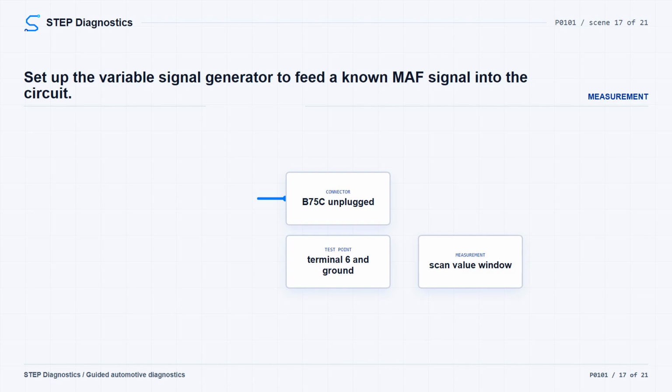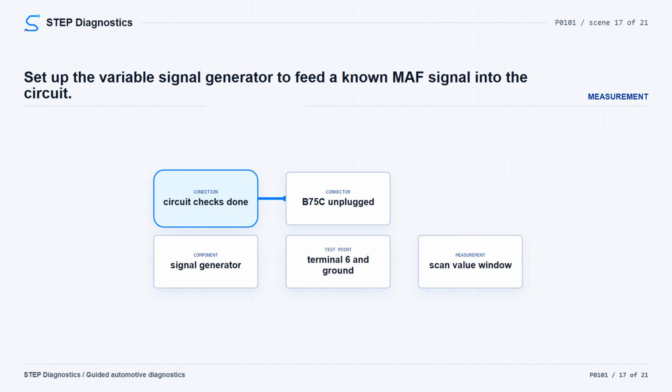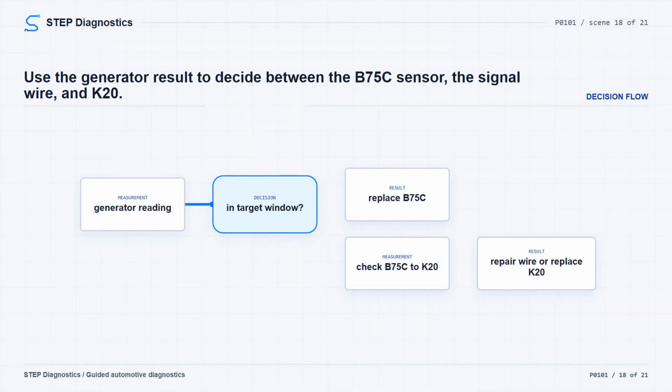Turn the vehicle off, disconnect the B75C multifunction intake air sensor, and install the EL38522 variable signal generator. Set it to 5 volts, 5000 Hz, and 50% duty cycle. Connect the red lead to signal circuit terminal 6, the black lead to ground, and the battery cable clip to the battery. With the engine at idle, the scan tool MAF sensor parameter should read 4950 to 5050 Hz.